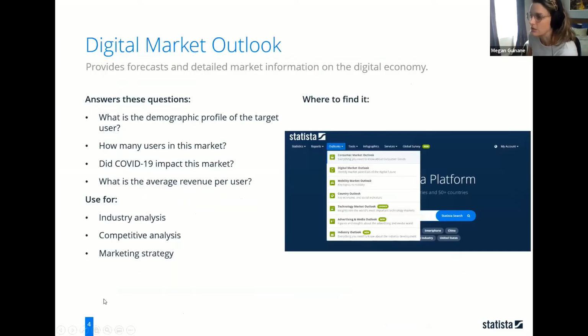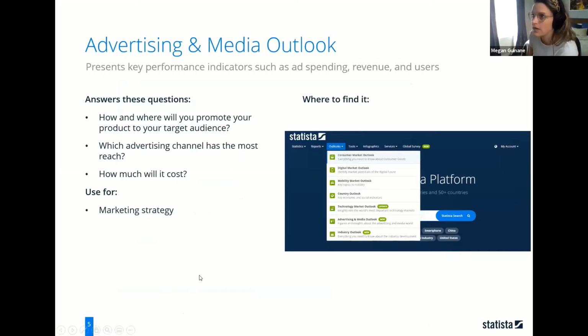So that was the digital market outlook. The next one I'm going to show is our advertising and media outlook. This presents the key performance indicators such as ad spending, revenue, and users. And this is a brand new tool. This was just launched, but it was designed to help you understand trends in the advertising market so you can make a strategic promotion plan. So we're going to go and show that.